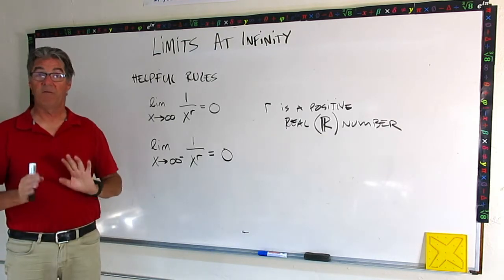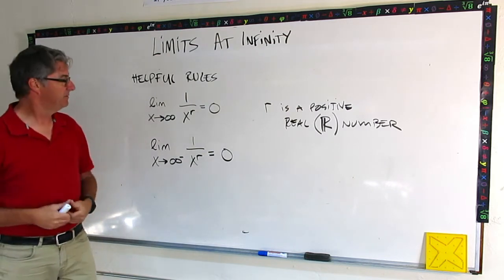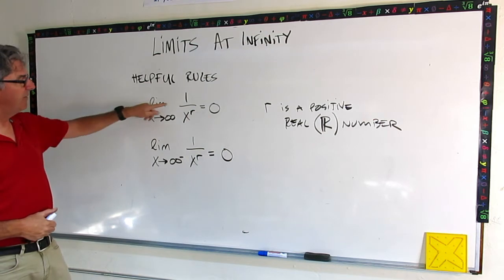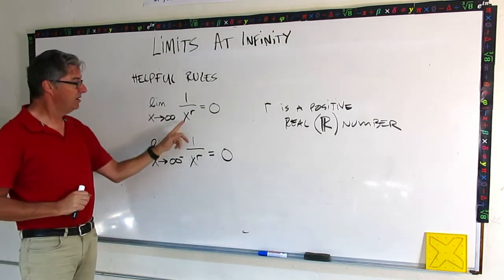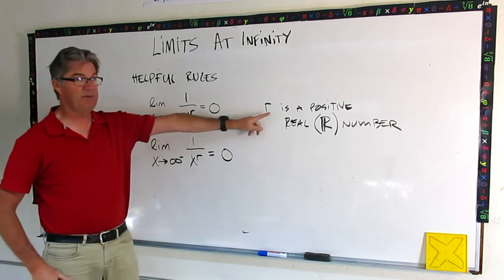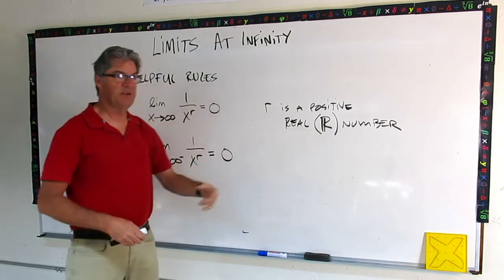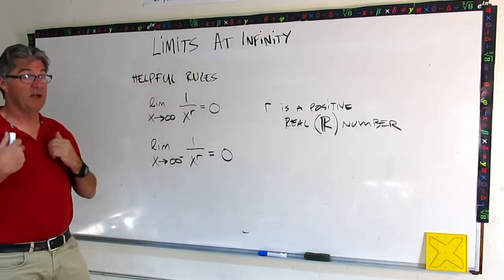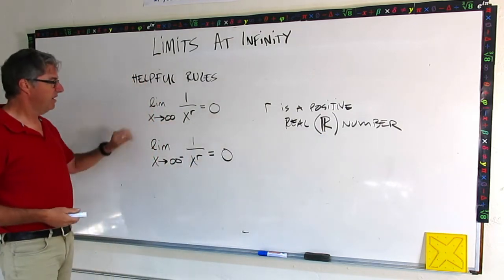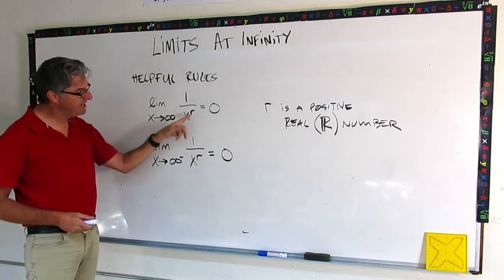Okay, here's a couple helpful rules for analyzing functions at infinity. So if we have the limit of this function, so this is general, we have our x as our base and we have r as our power. And just to be clear, r is a positive real number. That's the symbol for real numbers. So it has to be a positive real number. So no imaginaries.